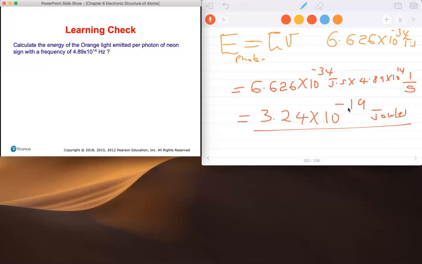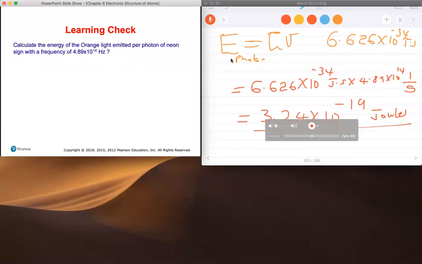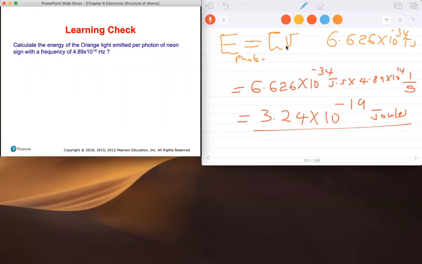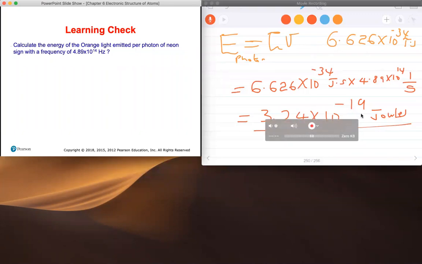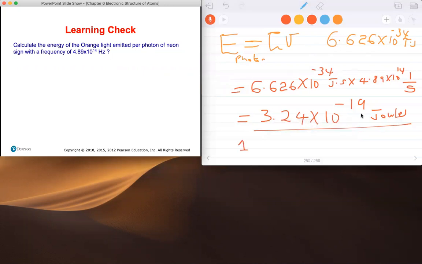So coming back to this problem, please, when you see this equation, it is for one photon. I have seen questions saying calculate the energy, for example here, calculate the energy of the orange light emitted by 1 mole. If I change to 1 mole of photons, that means you are going to multiply this by Avogadro's number. You know Avogadro's number, right?